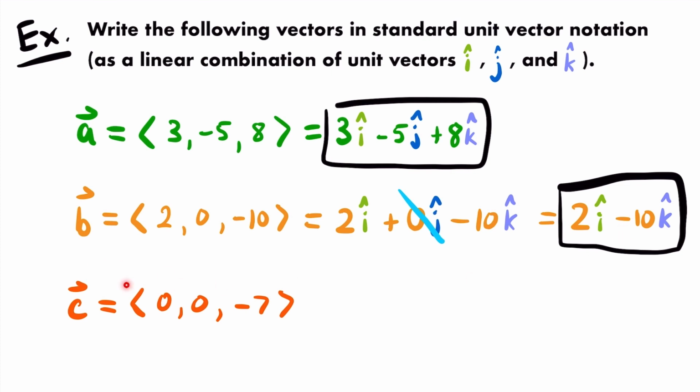Okay, now let's look at our last vector here, vector C. Vector C is the position vector of the point 0, 0, -7.